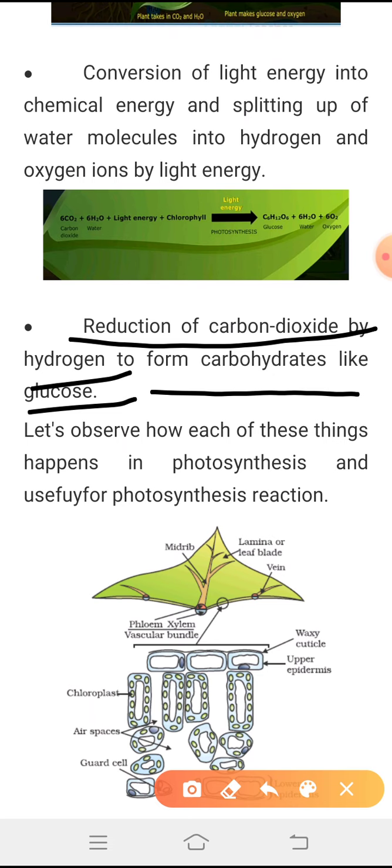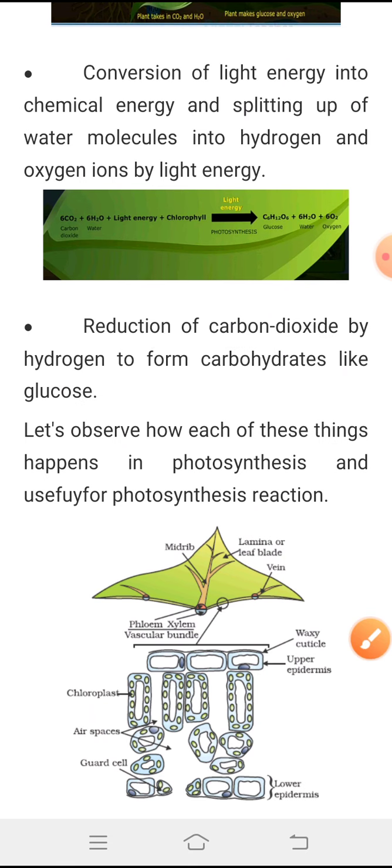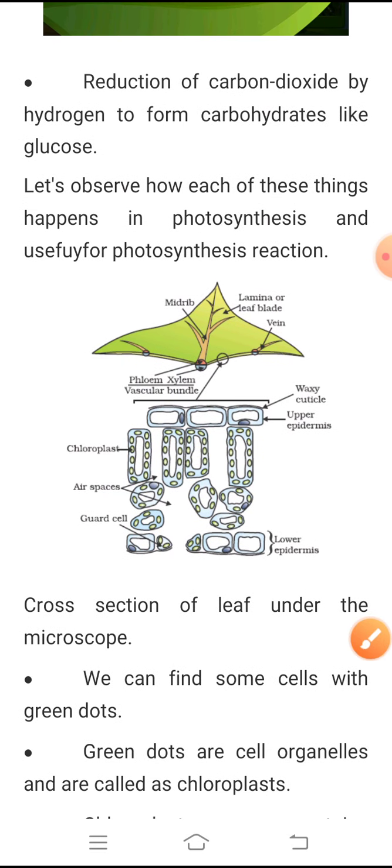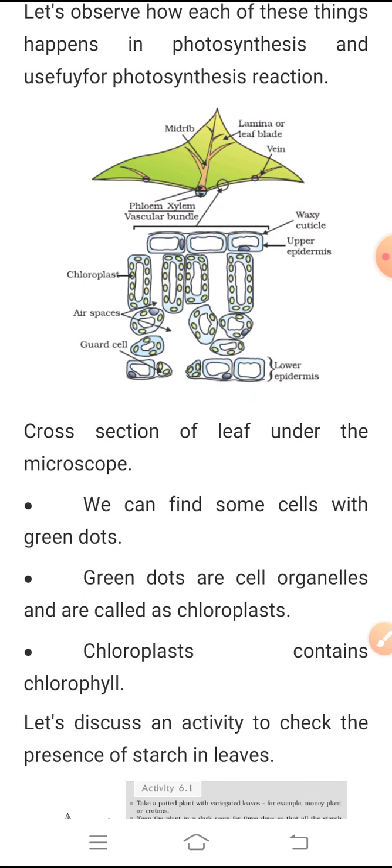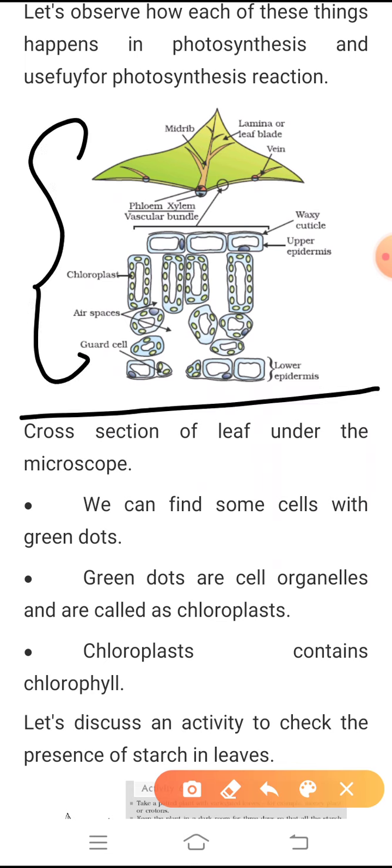These things are very important. Please do remember the events that occur during photosynthesis. Now let's observe how each of these things happens in photosynthesis and how it is useful for the photosynthesis reaction. You can observe this picture which is also given in your textbook. This picture is the cross section of a leaf which we can see under the microscope.